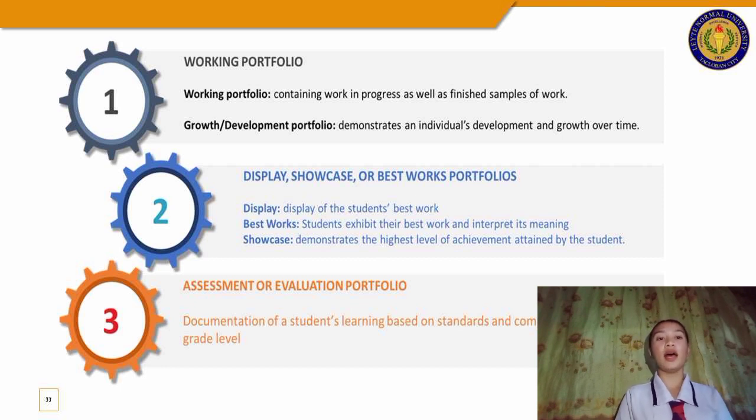So the third one, display, showcase, or best works portfolio. Display focuses on presenting the student's absolute best work, highlighting their achievements. With the best work, students not only exhibit their finished creation but also delve into interpreting the significance behind each masterpiece. The showcase offers a comprehensive view of a student's highest level of achievements, providing a holistic presentation of their capabilities.